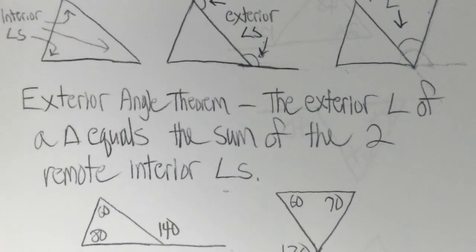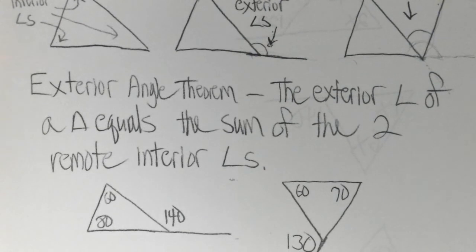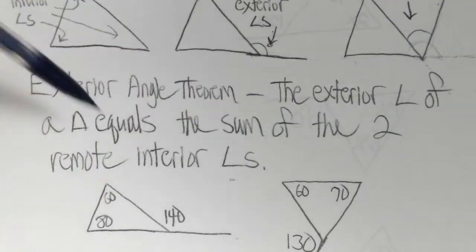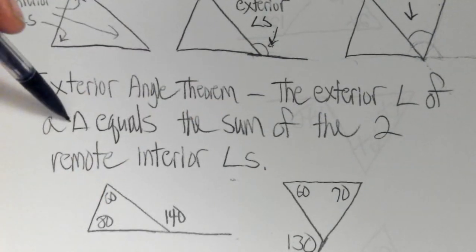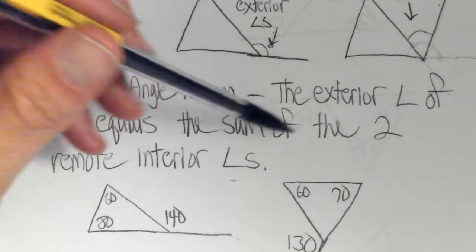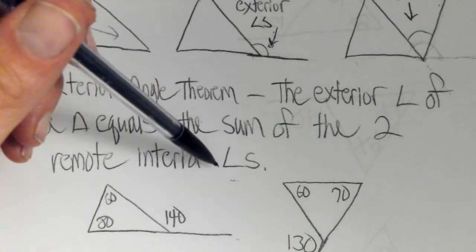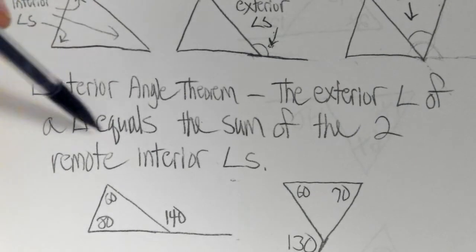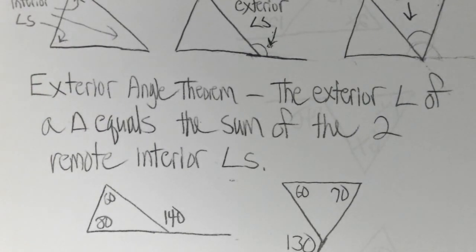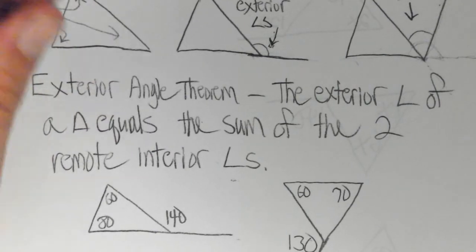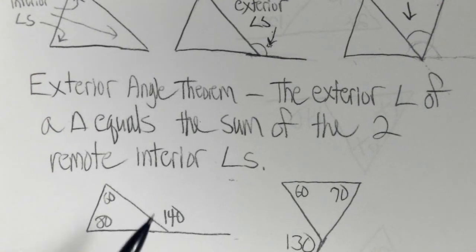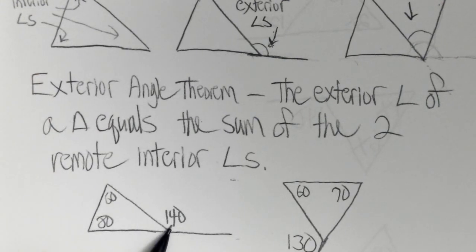Okay? Now, here's what the exterior angle theorem states. It says the exterior angle of a triangle equals the sum of the two remote interior angles. So the exterior angle of a triangle equals the sum of the two remote interior angles. Alright, so for example, right here, if I know this exterior angle is 140, it must equal the sum of the two remote interior angles.